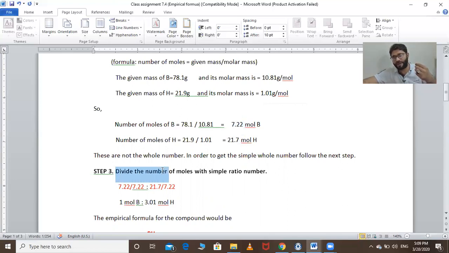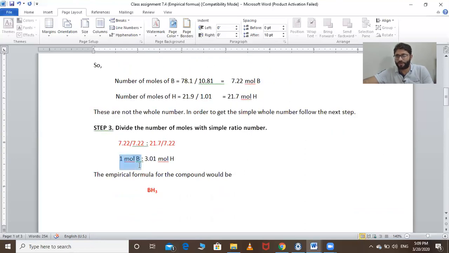It is about dividing the number of moles by the simple ratio number. We have two numbers here, 7.22 and 21.7. You have to divide both of them by the least one. So 7.22 divided by 7.22 for boron, and 21.7 divided by 7.22. When you divide, you will get 1 mole of boron and almost 3.01 moles of hydrogen. Here, we will round off these values and consider it 3 only. So it means that we have 1 mole of boron and 3 moles of hydrogen.